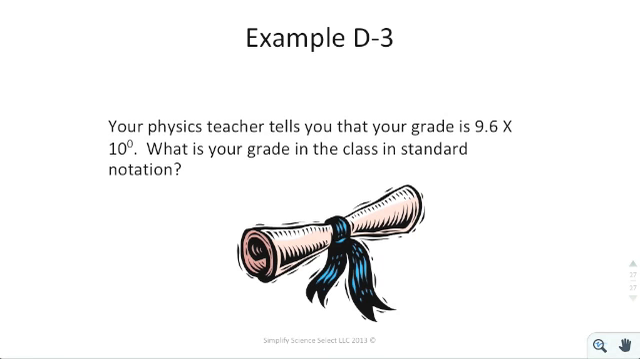Now, example D3. Your physics teacher tells you that your grade is 9.6 times 10 to the 0. What is your grade in the class in standard notation? So what is it in simple units or simple numbers? When we're looking at this, the answer you should get is 9.6. You should be able to tell me the reason why.